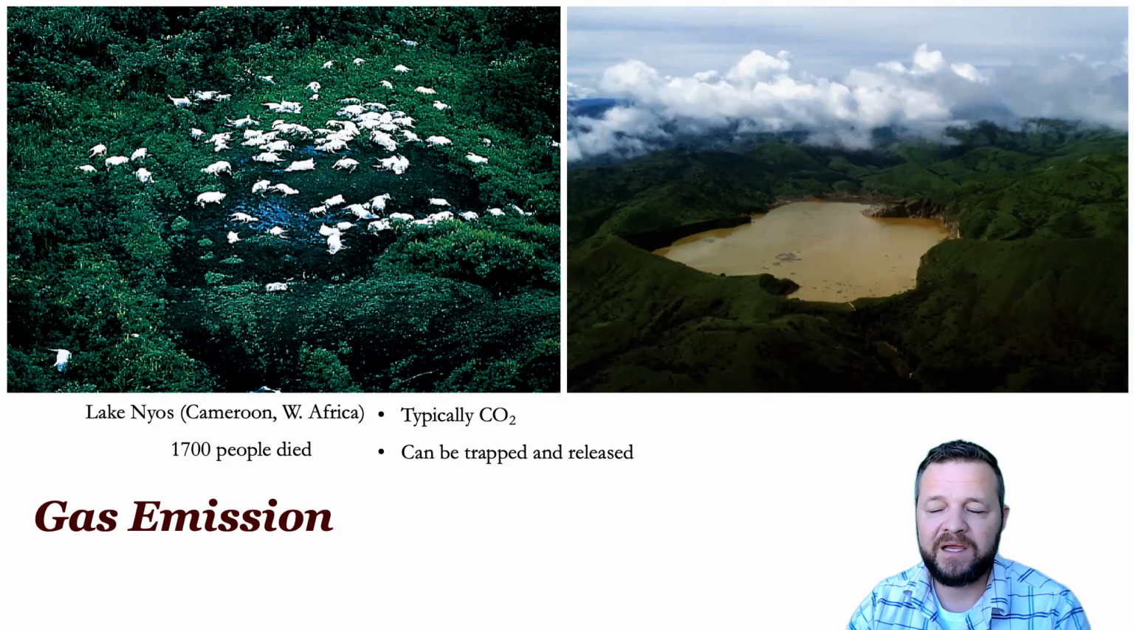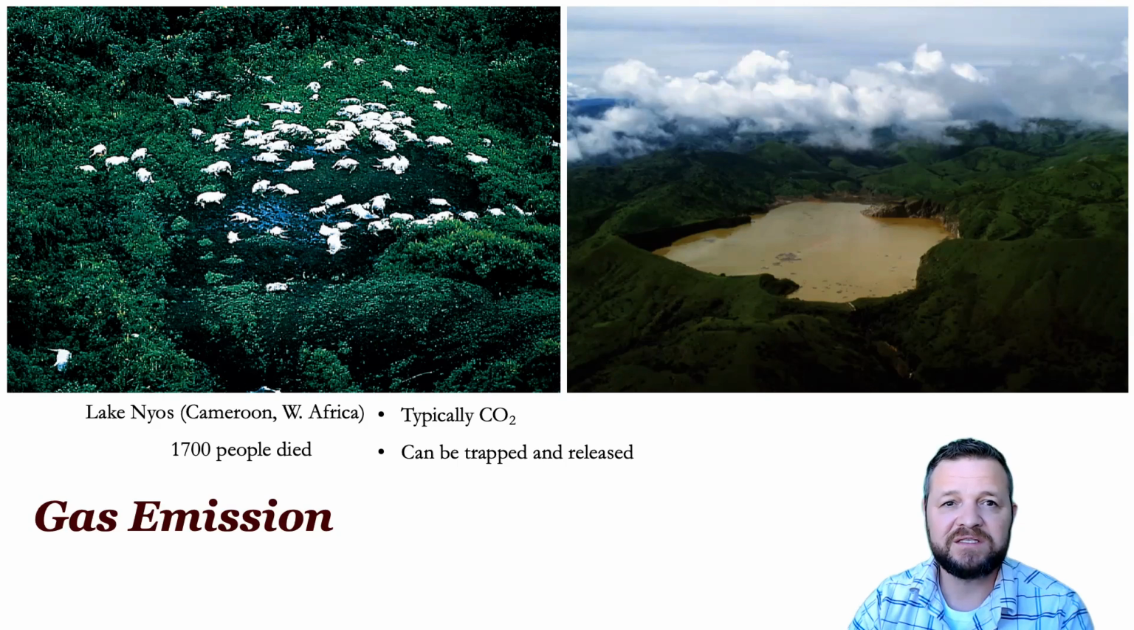In order to prevent this from happening in the future and in other locations where the volcanic activity is similar, they drive vents down into the bottom and they try to slowly release the CO2 as it's being built up so that it can't reach catastrophic levels.